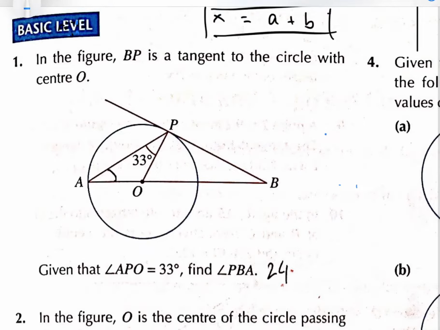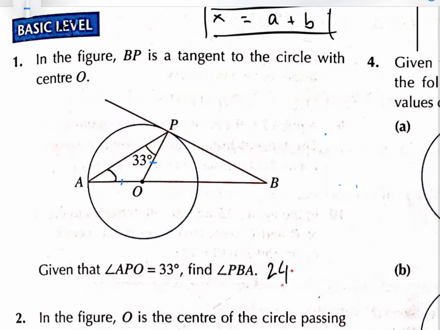In the figure, BP is tangent to the circle with center O. Given that angle APO is 33 degrees, find the measure of angle PBA. In this particular diagram, we can see two radii here. All radii of a circle are equal, so these two sides are equal. AO and PO are equal in length.